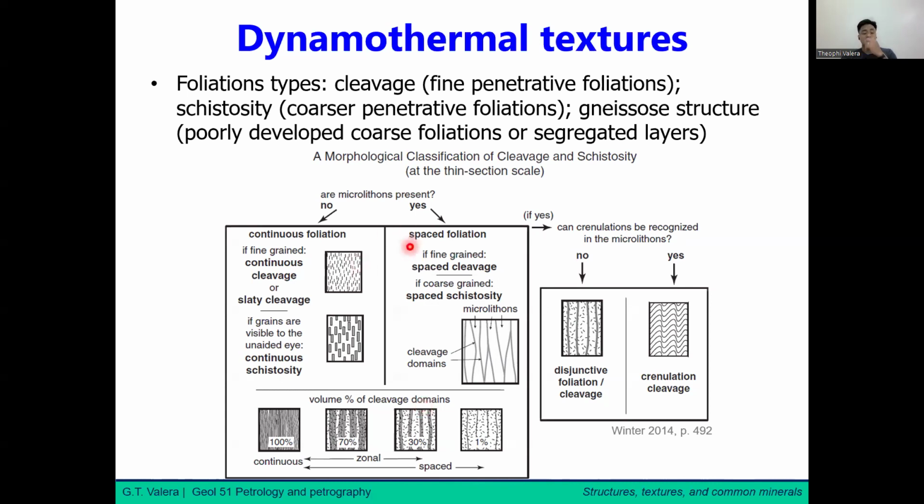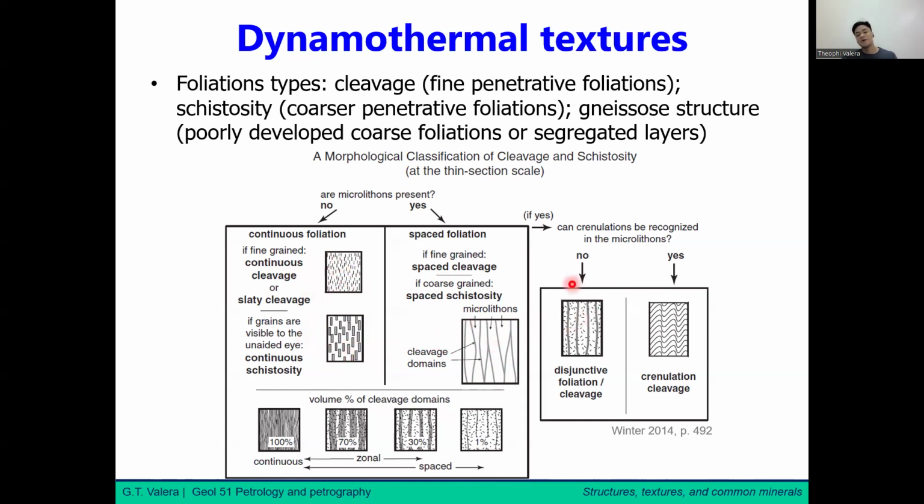Okay, so this is a morphological classification of cleavage and schistosity. If you have microlithons, then you may just have spaced cleavage. So microlithons is basically this one. Basically, para siyang maliliit na domains that's cut or separated by foliation planes. Foliation planes in the form of cleavage, or foliation planes in the form of schistose foliation. Gaya nito, for example. If wala microlithons, then you can have either continuous or slaty cleavage.